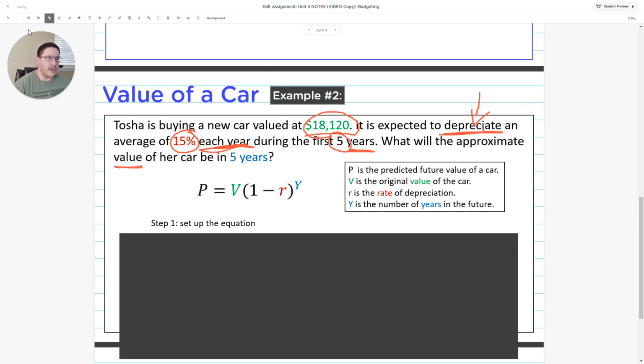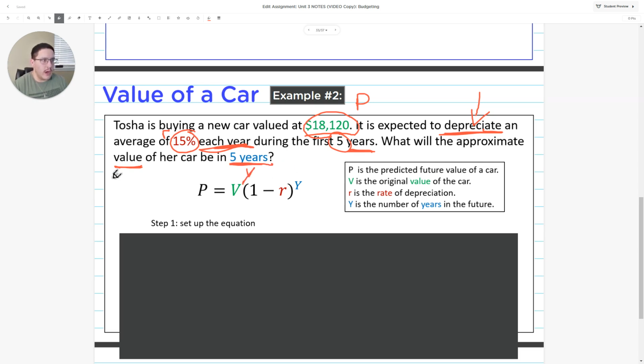We need to set up the equation. We need to figure out what we have from the word problem. So we have that the initial value, the new car, was valued at $18,120. So this is the V value. We know the R, the rate, is 15%. And we know the amount of years is 5 years. This is the Y value.